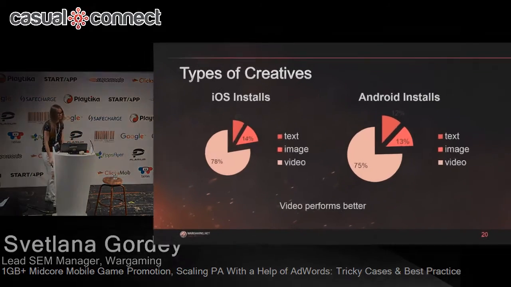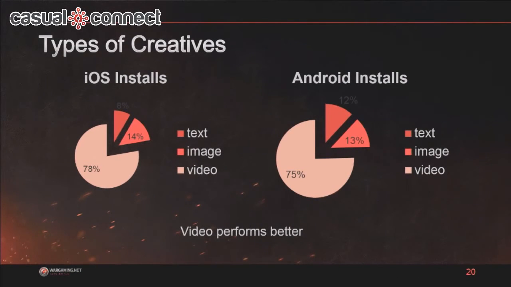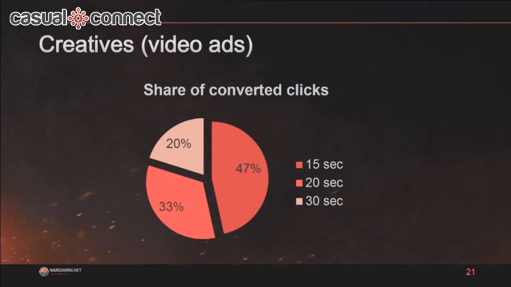It's always a very interesting topic, creatives. It's not a secret that video works better than image or text, but we were surprised to discover that the efficiency depends on the creative's length as well. Nothing strange: 47% comes from 50-second videos, 33% from 20-second videos, and 20% from 30 seconds.